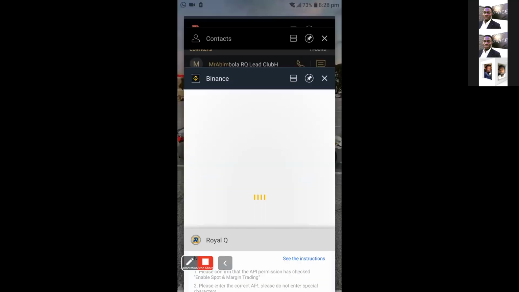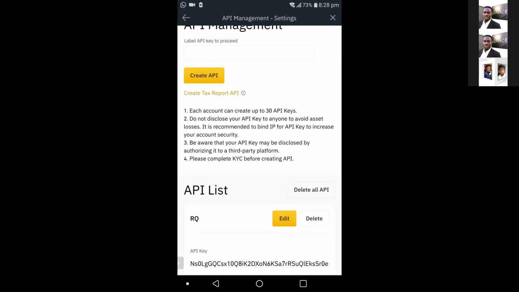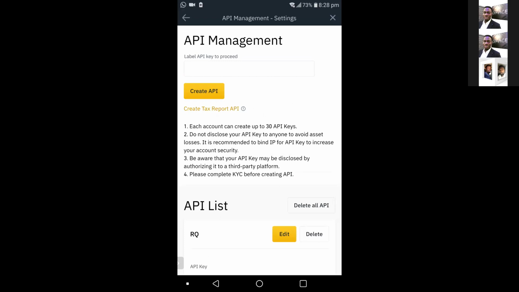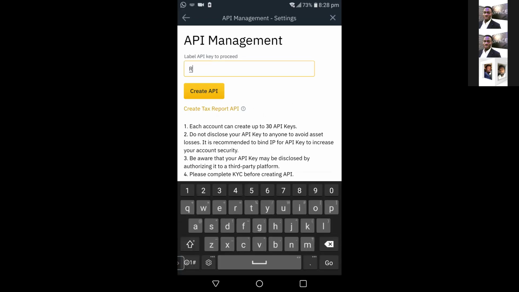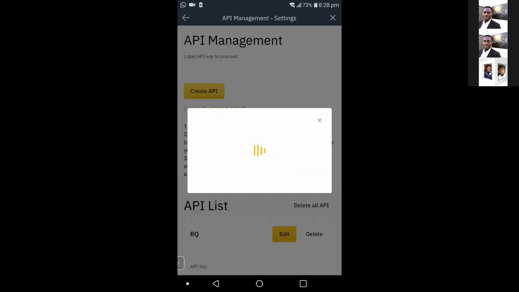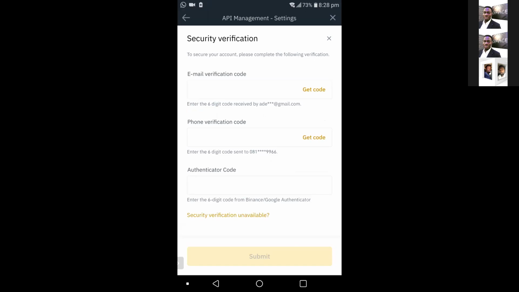Then you come to your Binance application and create a new API. Because I already have the API, I don't need to now, but let's say you want to do it after you have registered. You just name your API, you just do RoyalQ, create your API. Binance is a very secure platform that it will require you to do email verification, phone verification, and Google authentication code. But this authentication code will not be there by default. You have to enable it. But email and phone is very, very critical.